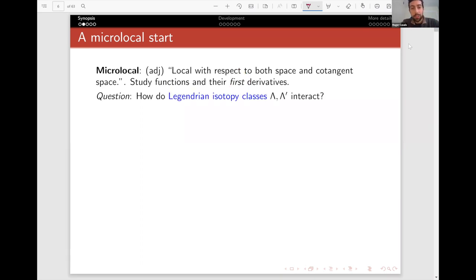Let me first ask a philosophical question. Suppose you have two Legendrian isotopy classes, Lambda and Lambda prime; Lambda prime could be Lambda. So you just have two Legendrian knots in the unit cotangent bundle, even R3 in a Darboux chart in there. How do they interact? Again, I want to emphasize that I did not write Legendrian links. I wrote Legendrian isotopy classes. We really are interested in the kind of interaction that is invariant under contact isotopy, so that if you perturb one of them by Legendrian isotopy, you can still talk about this.